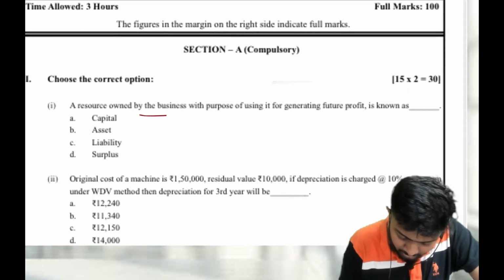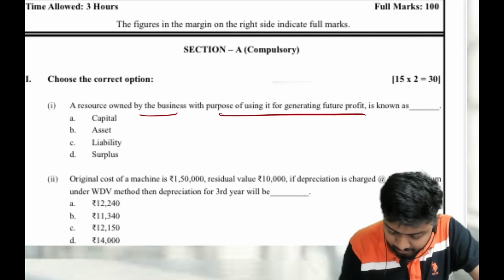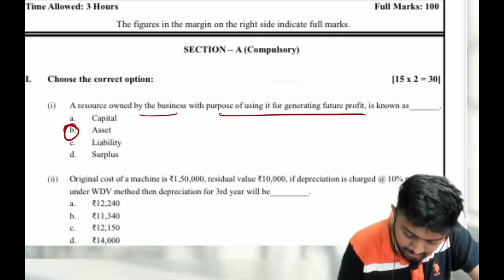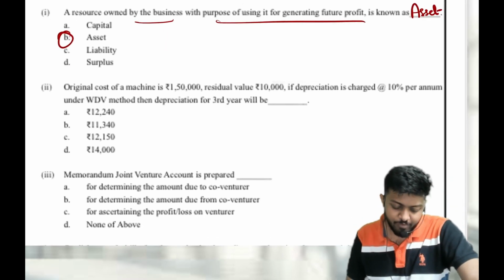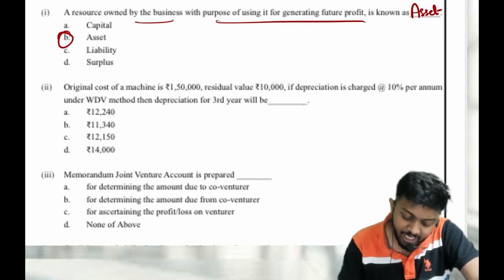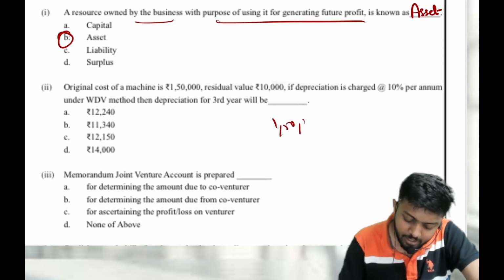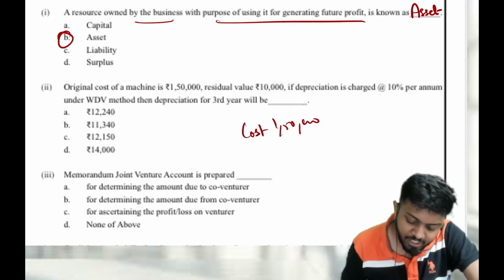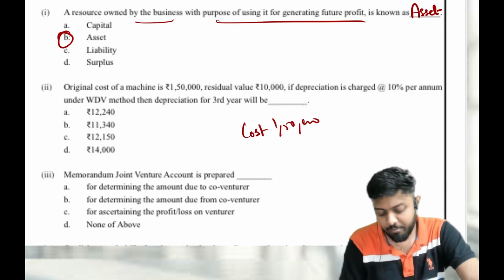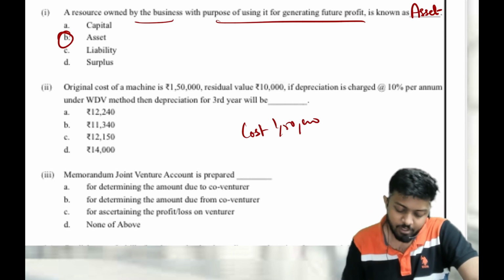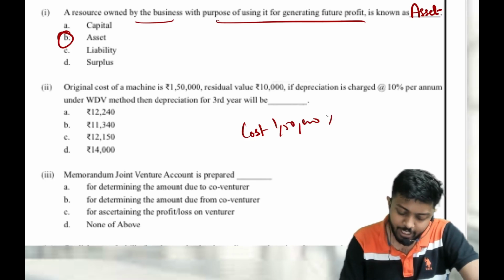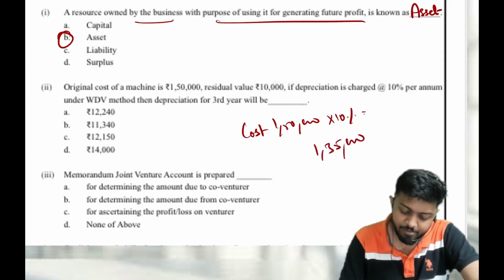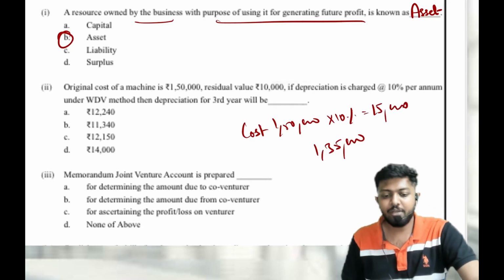A resource owned by the business for the purpose of using it for generating future benefit is known as an asset, guys. 100% it is asset. Then original cost of machine is 1,50,000, residual value is 10. This is the cost. And if depreciation is charged at 10% per annum under WDV, what will be the depreciation for the third year? So take this cost, always percentage should be applied on cost only. So 1,50,000 into 10% becomes 15,000. Next it becomes 1,35,000.